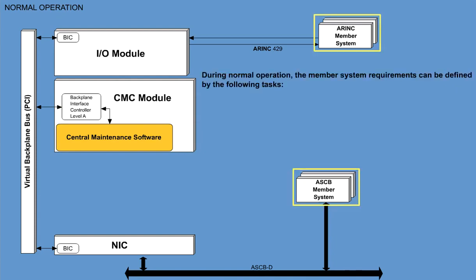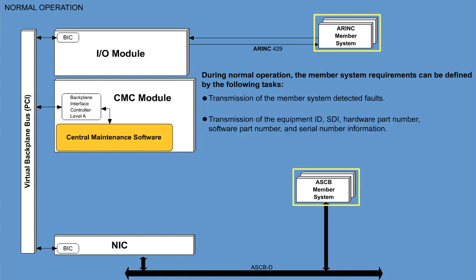During normal operation, the member system requirements can be defined by the following tasks. Transmission of the member system detected faults. Transmission of the equipment ID, SDI, hardware part number, software part number, and serial number information. Performance of power-up and continuous built-in test to detect faults.